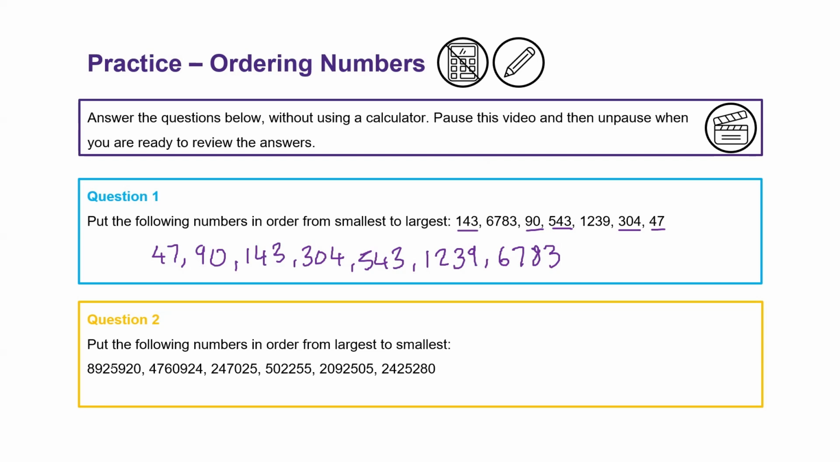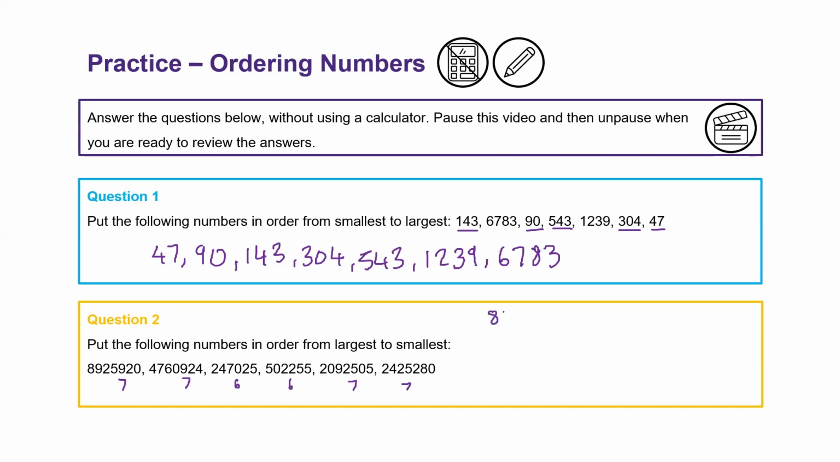So this is 1, 2, 3, 4, 5, 6, 7. That's a 7-digit number. 1, 2, 3, 4, 5, 6, 7. That's a 7-digit number. 1, 2, 3, 4, 5, 6. 1, 2, 3, 4, 5, 6. 1, 2, 3, 4, 5, 6, 7. 1, 2, 3, 4, 5, 6, 7. Okay, if I'm looking for the largest numbers, I'm just going to be looking at my 7-digit numbers now.